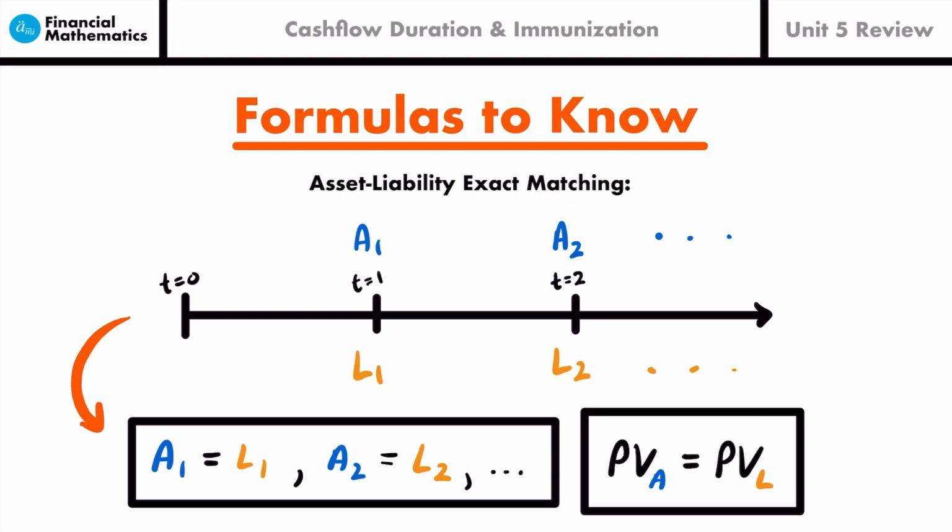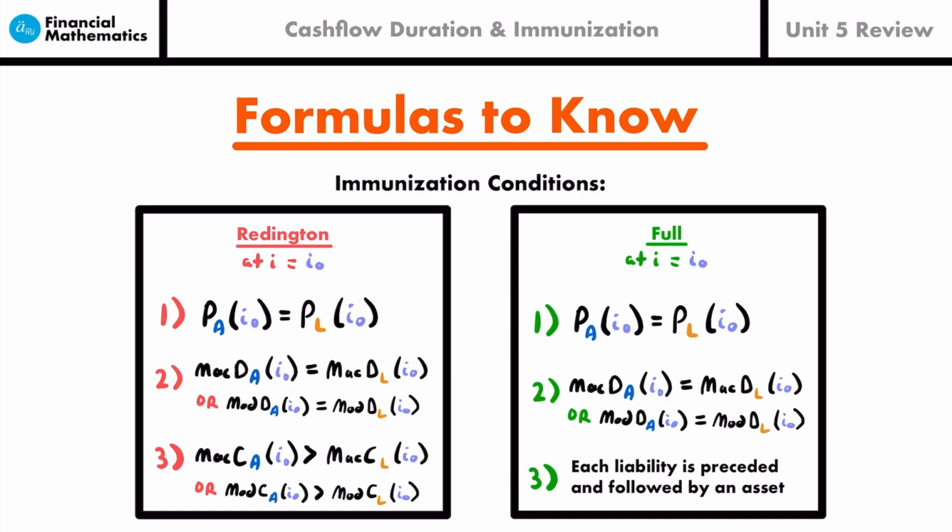But now remember, exact matching is not the only method of managing assets and liabilities. We also have immunization. And there are two different types of immunization: Redington immunization and full immunization. Redington immunization is the weaker type. It protects assets and liabilities from adverse effects in small changes of interest rates, while full immunization protects assets and liabilities from adverse effects in all changes of the interest rate. So full immunization is a stronger type of immunization when compared to Redington.